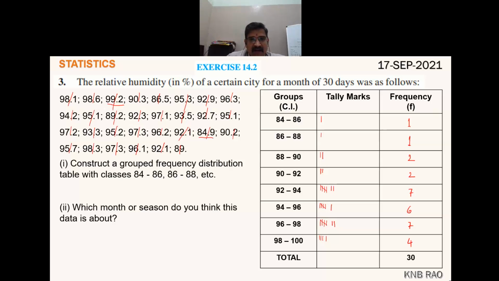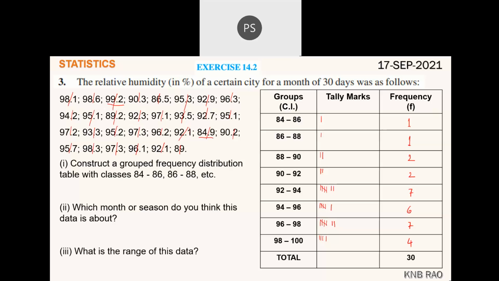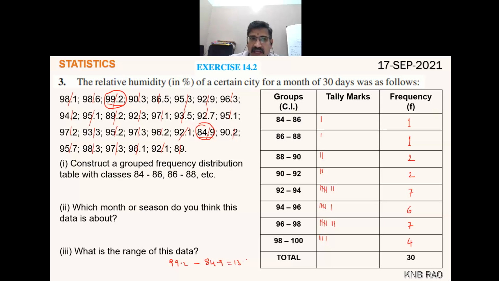Thank you. Now, what is the range of this data? This is mathematical. You know how to find range now? 99.2 is maximum. 84.9 is minimum. Yes. Find the difference. Sir, 14.3. That's it. So this is the range. Now, let's move on to question number 4.